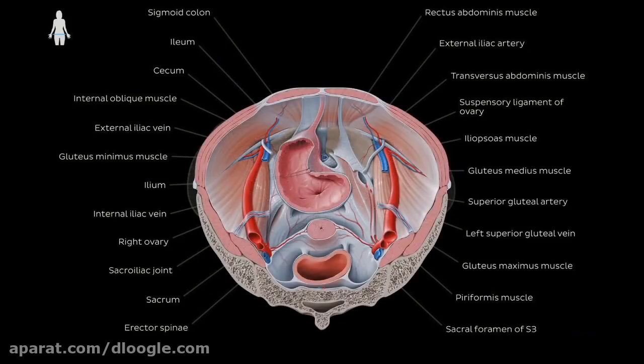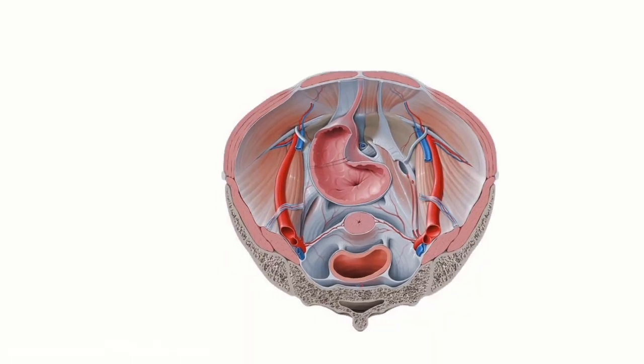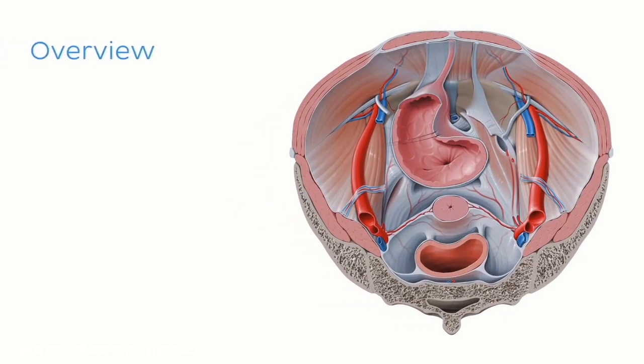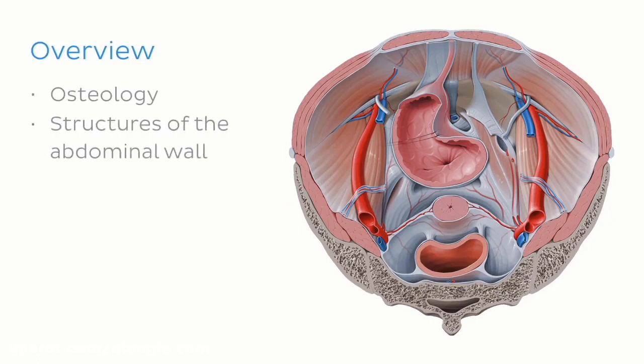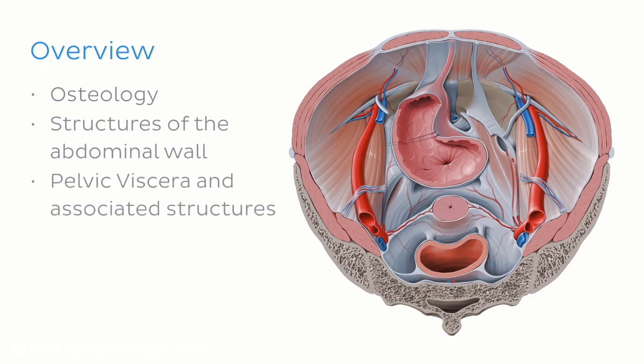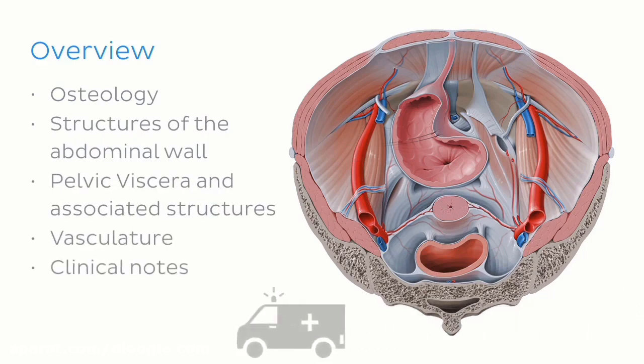Therefore, in this tutorial, we're going to be breaking down the different components of the female pelvis by comparing them in the following order. First we're going to begin with the visible osteology of the pelvis, then the structures of the abdominal wall, which includes the muscles and the fascial layers, and then we'll move on to the pelvic viscera and associated structures and the vasculature. And finally, we'll discuss the clinical correlates towards the end of the tutorial.